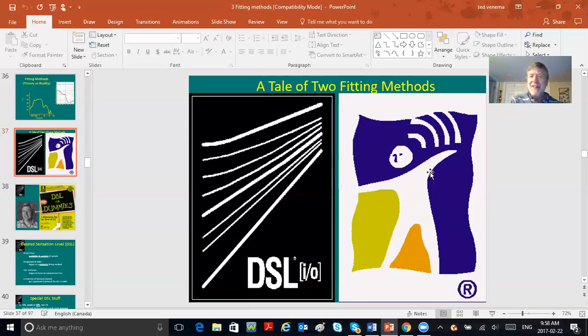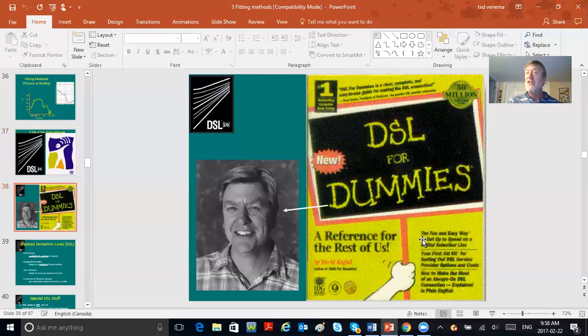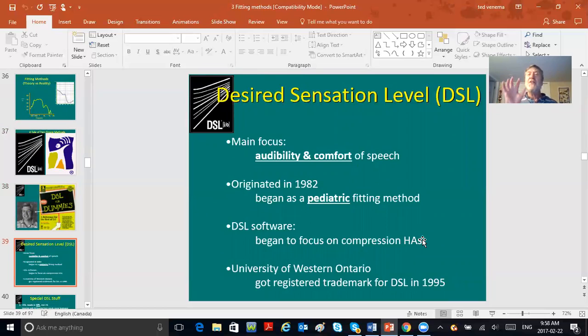You know, an Aussie, kind of just totally different fitting methods. And they competed with each other for years. Now, they aren't so different anymore. Now, they're really quite similar. And we'll describe this. The desired sensation level is the name of the DSL fitting method. And it originated early in 1982, but it wasn't known at all. Nobody knew about it at all. And it was a pediatric method meant for babies.